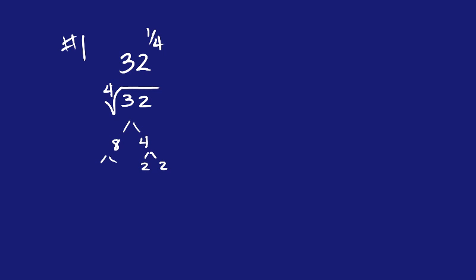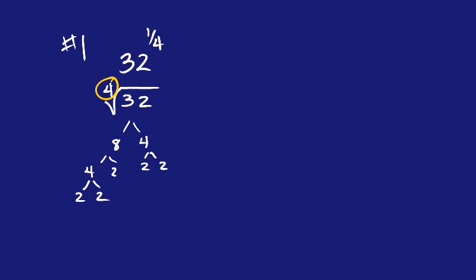Let's go ahead and do 32 to the 1/4. So I write it as a radical. It'd be the 4th root of 32. Then I'd break it down, and so it'd be 8 and 4. Then 2 and 2. Then 4 and 2. And then 2 and 2.